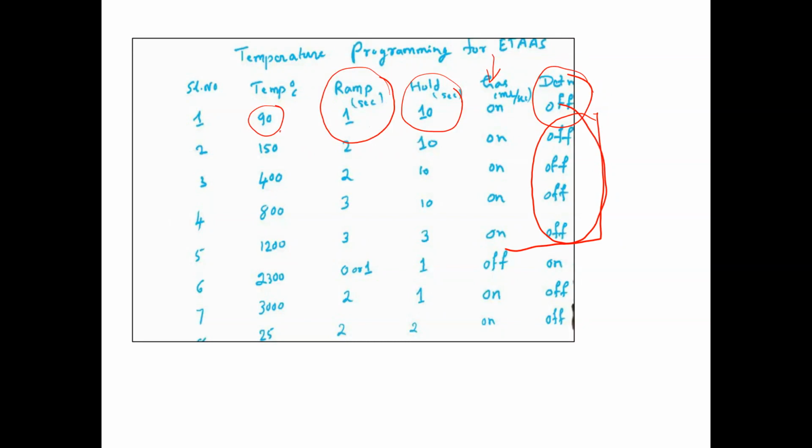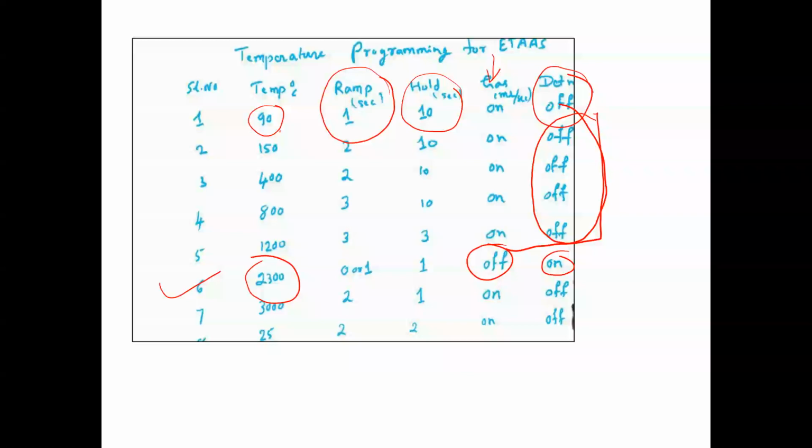Why? Because all the matrix and volatiles are easily removed, right? At this temperature, the determination is on. Why? Because here we have to measure the metal, right? At 2300 degrees Celsius, the metal easily gets evaporated and atomized, so it will be giving the signal. So at that time, the gas should be off and determination should be on.